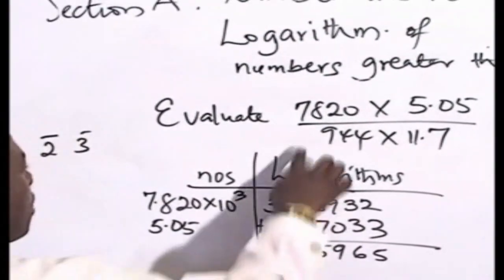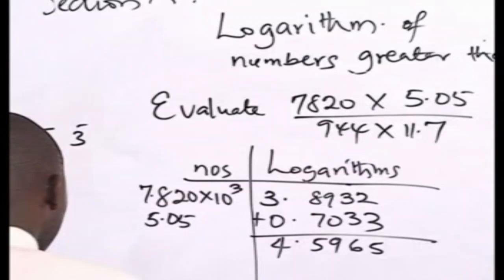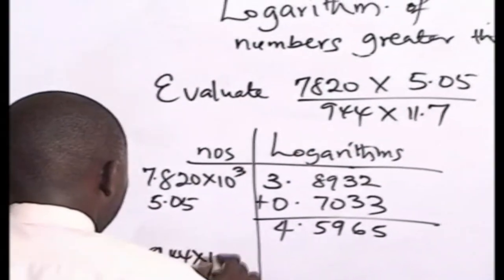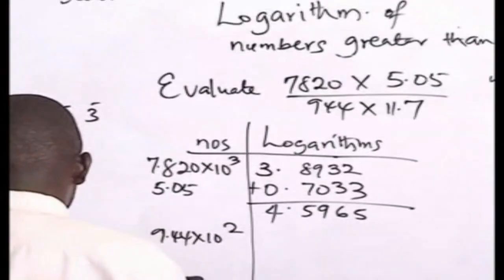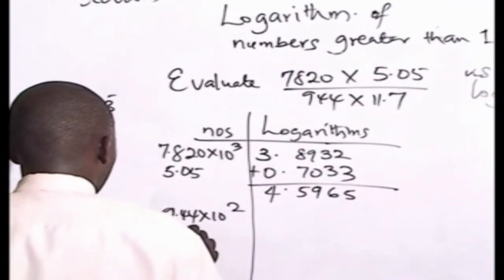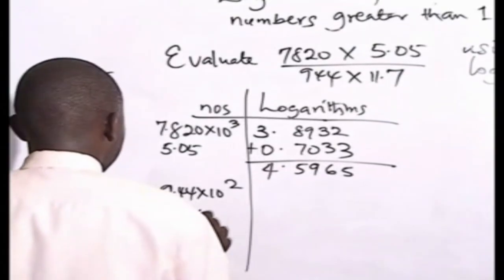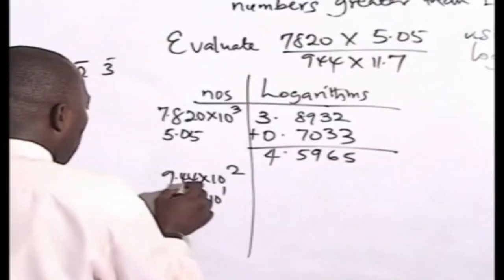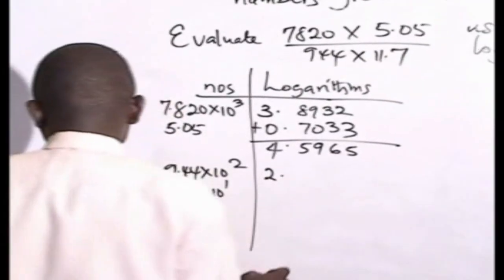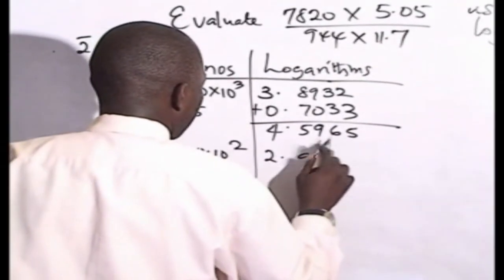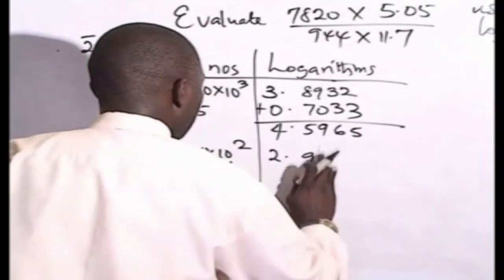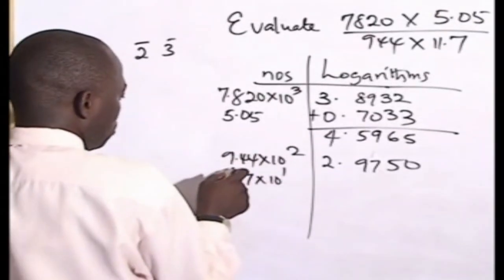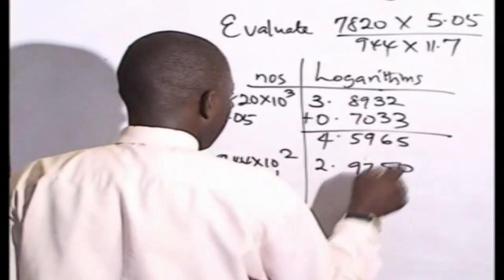So then you go to the denominator. Denominator, you have 9.44 times 10 raised to power 2. Remember, you must express it in standard form. And then you have 1.17 times 10 raised to power 1. If you look at your table, 94 under 4 will give you 97.50. That's if you check your logarithm tables, 94 under 4, you will get 97.50.